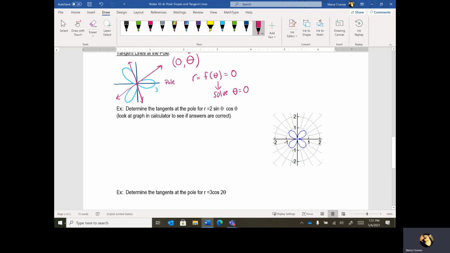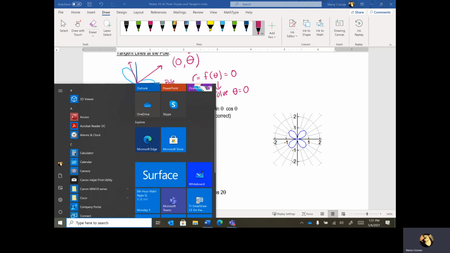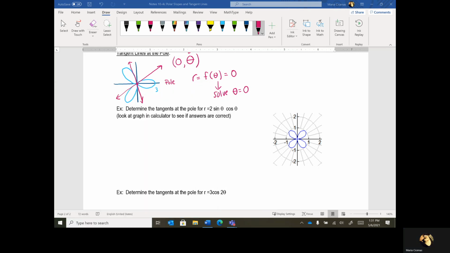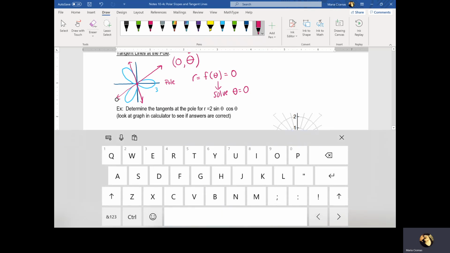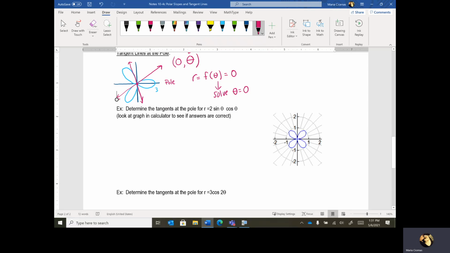Okay, I forgot I wanted the calculator here, so I'm going to let that warm up while we start this problem. All right, determine the tangents at the pole for 2 sine theta cos theta. So this isn't one that we've talked about.